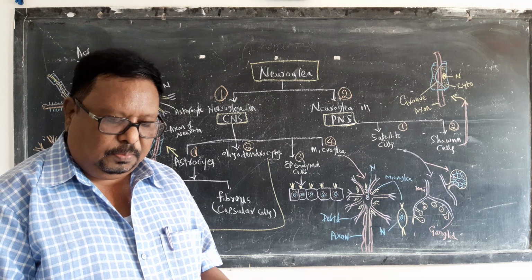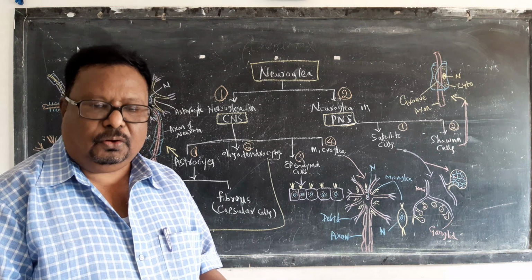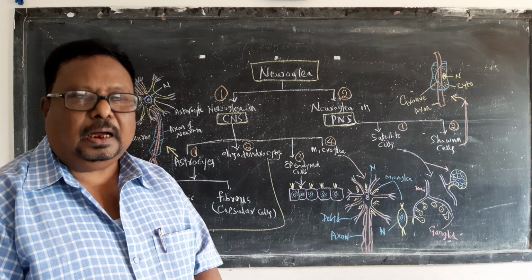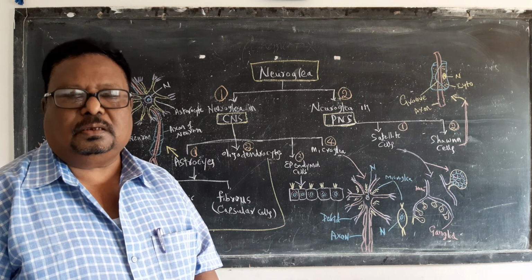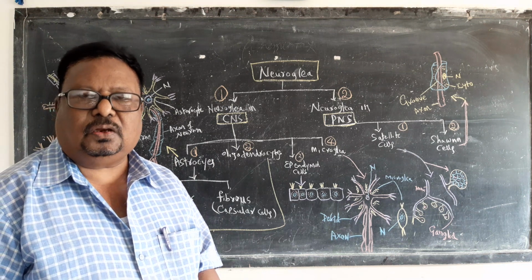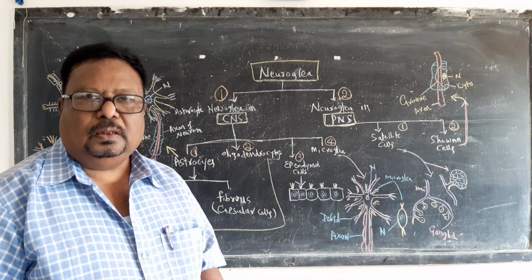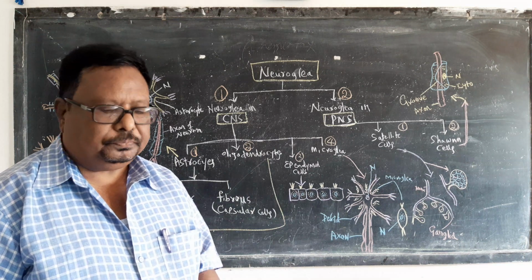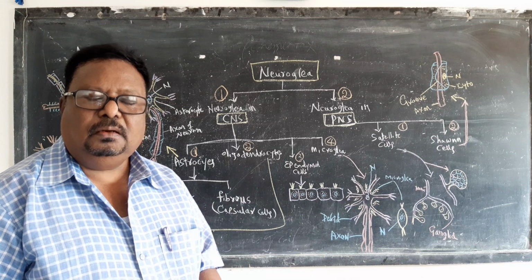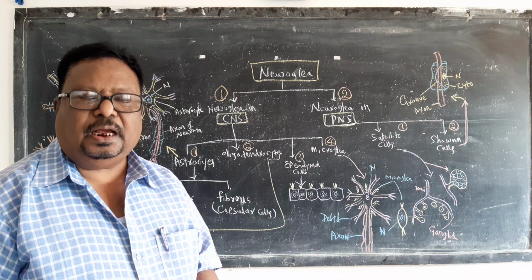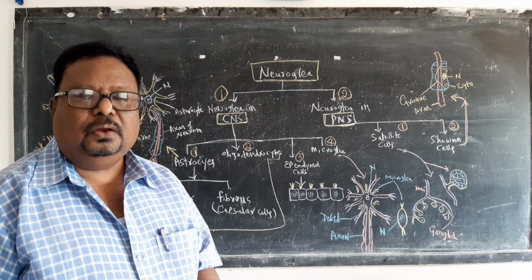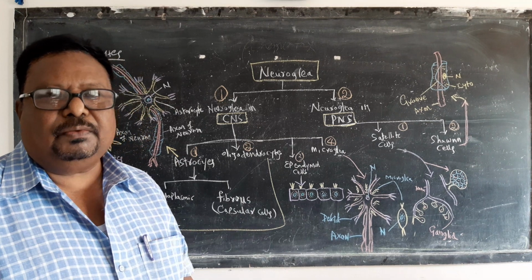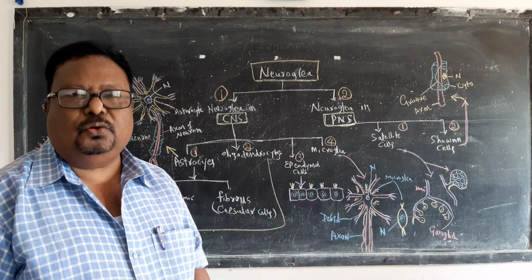We have already studied the neurons, and the types of neurons also. Now coming to the neuroglia: neuroglia are the supporting cells of the neurons. They are nourishing cells of the neurons. The supporting or nourishing cells are called neuroglia. There are different types of neuroglia present in the central nervous system as well as in the peripheral nervous system. There are two types of neuroglia.